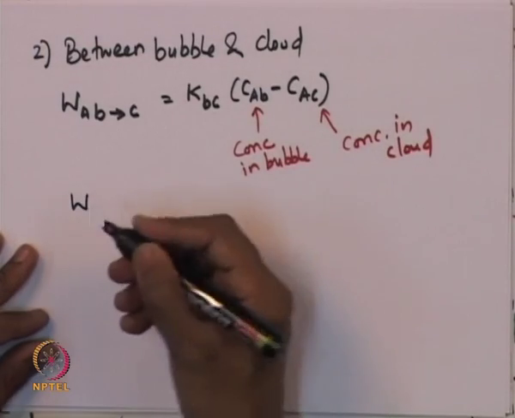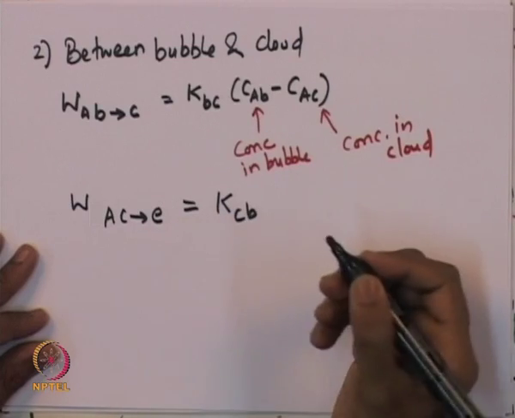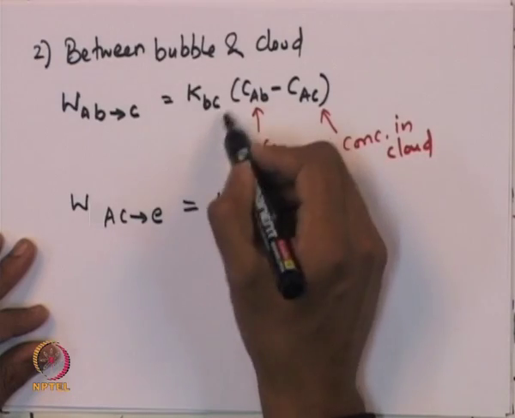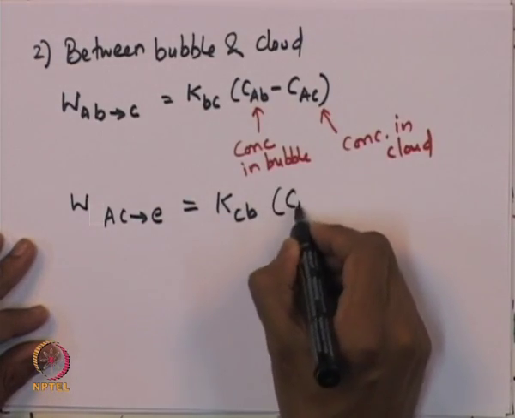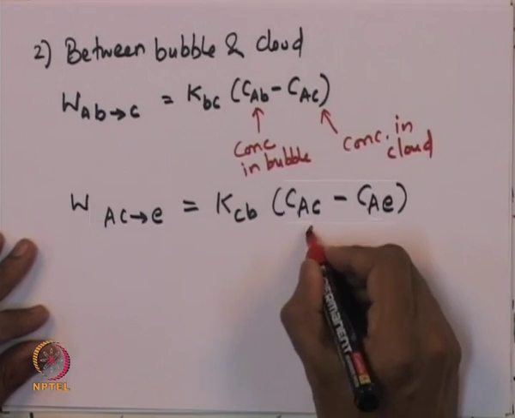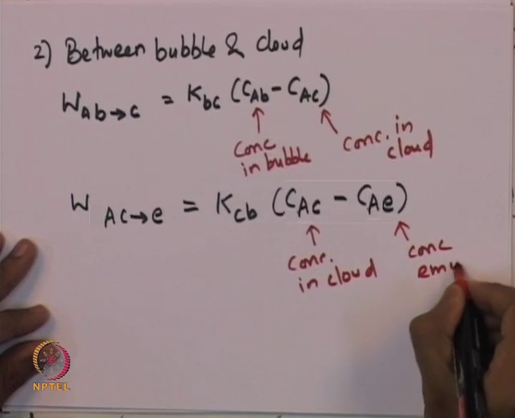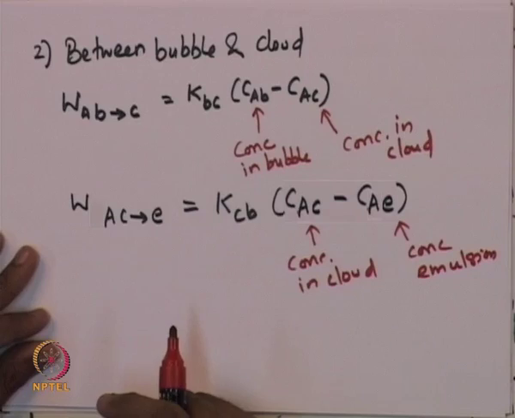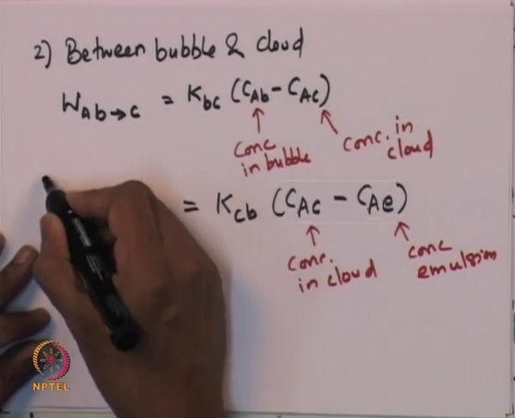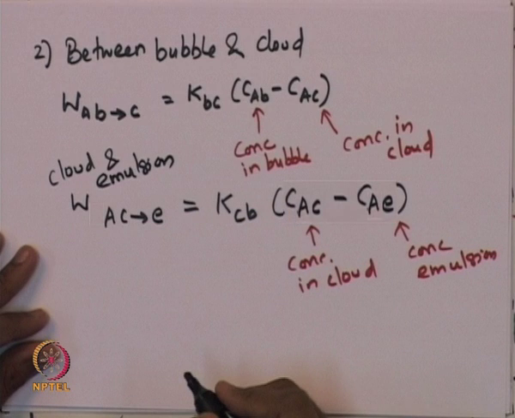Similarly, for transport from the cloud phase to the emulsion phase, the expression can be written as KCB, where KCB is the corresponding mass transport coefficient, and in the previous case KBC is the corresponding mass transport coefficient, multiplied by CAC minus CAE, where CAC is the concentration of species A in the cloud phase, and CAE is the concentration of the species in the emulsion phase. So this is for the mass transport between the cloud phase and the emulsion phase. Similarly, one can write a similar transport for the product species which is transported back from the emulsion phase into the cloud phase and back into the bubble phase.